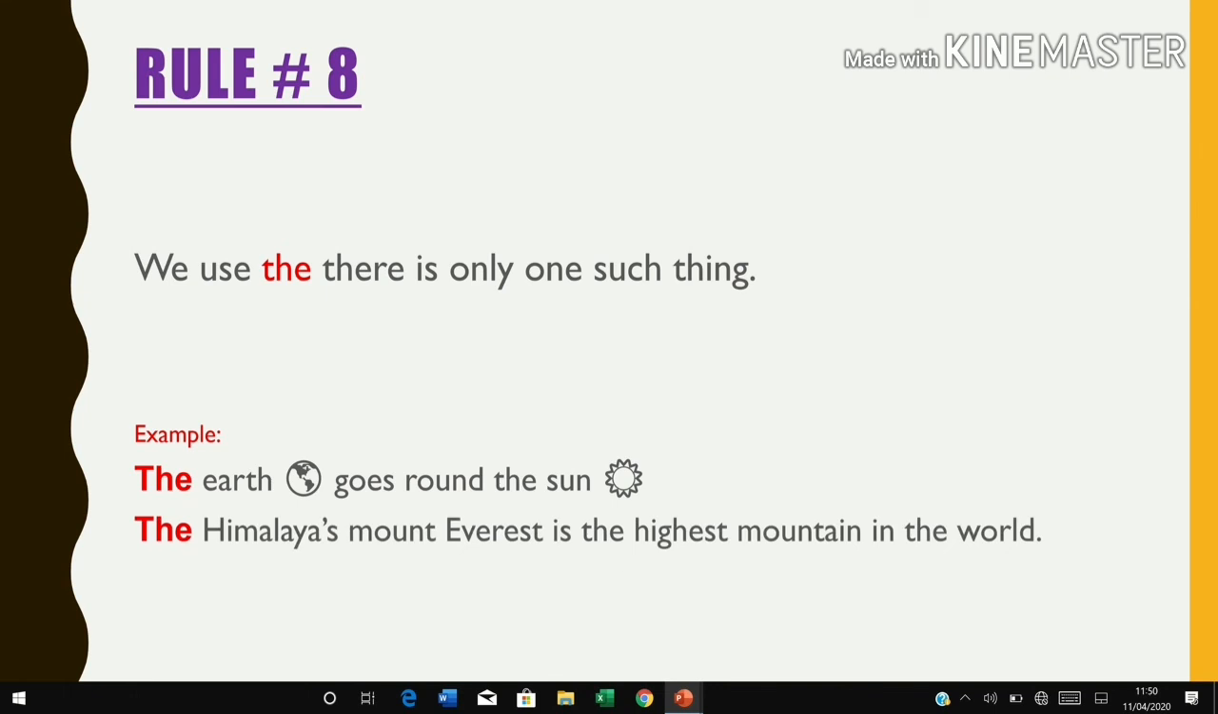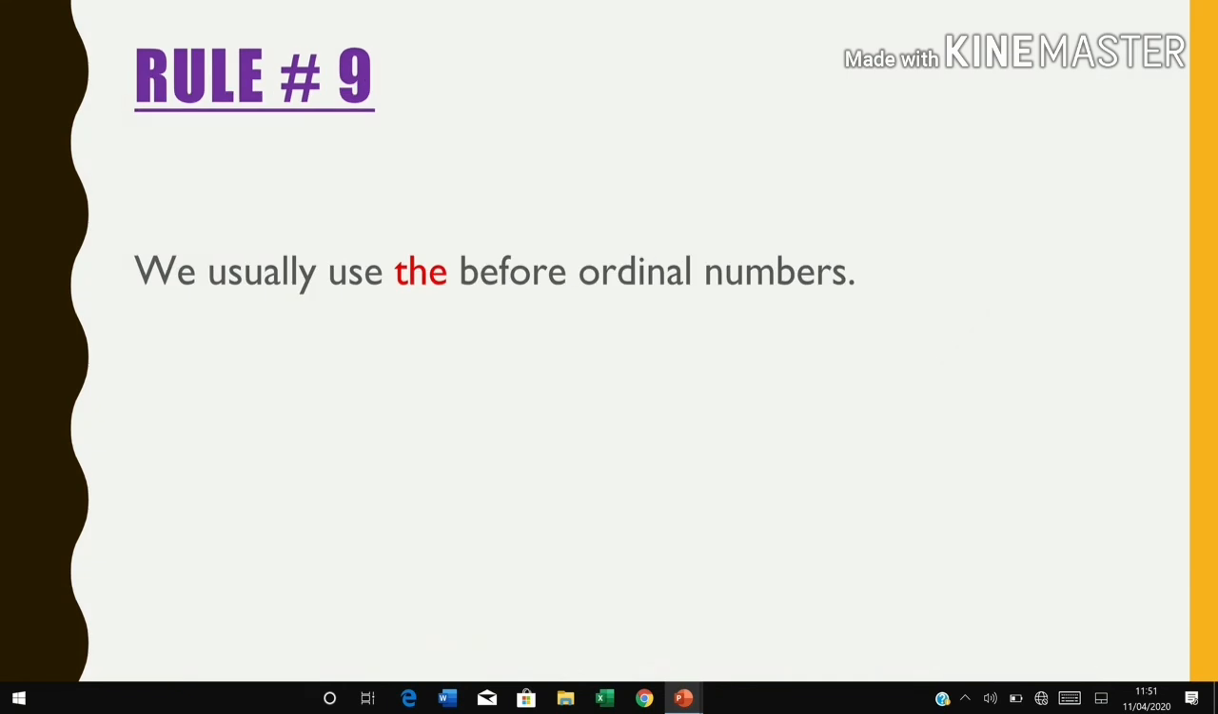Here are a few examples. Just have a look. The earth goes around the sun. That is only one such thing. The Himalayas, the highest mountains in the world. Okay? And the moon is the satellite of our earth. All those things are the only ones of their kind. In that area, we can use our third element of the articles, the.